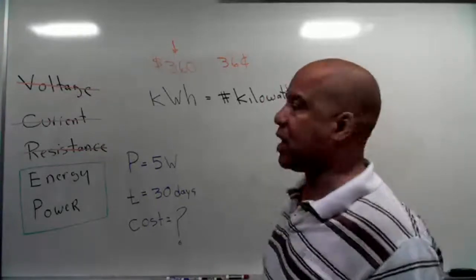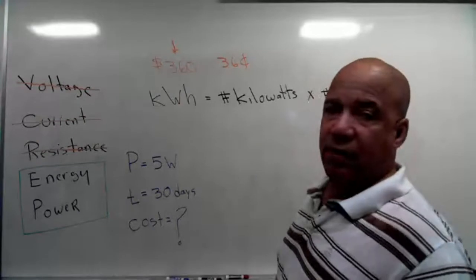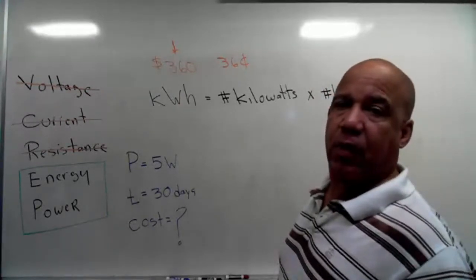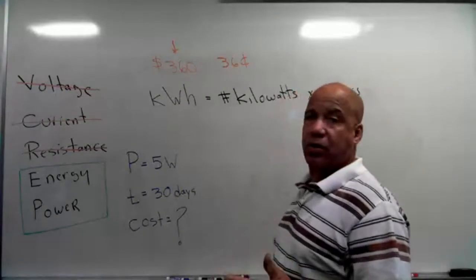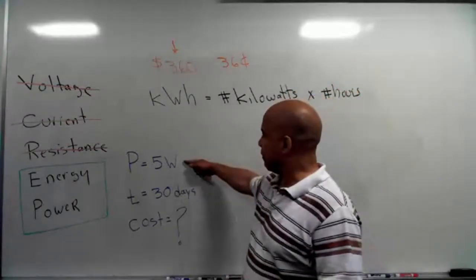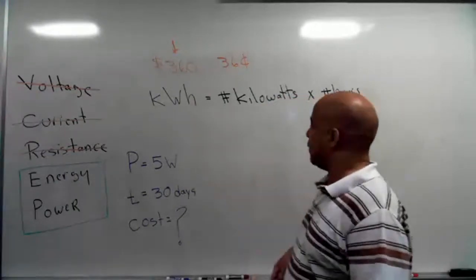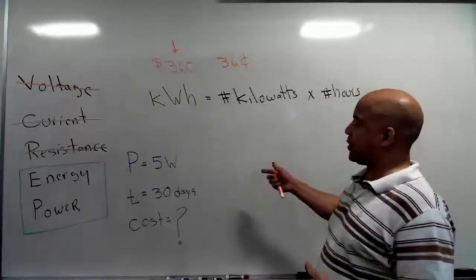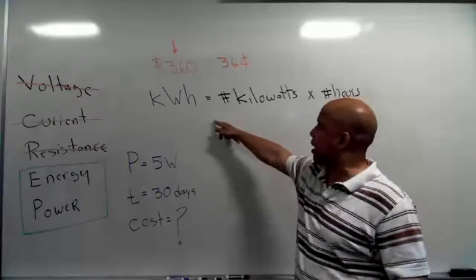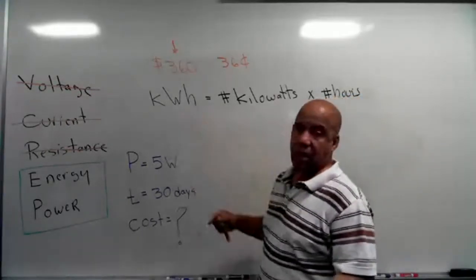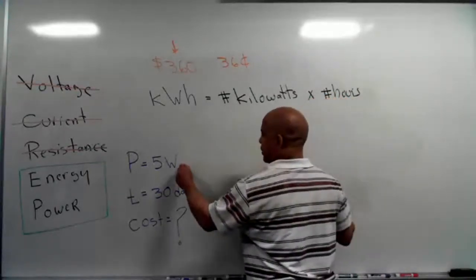So here's the steps to solving a problem like this. Calculate the cost of energy. The first thing you want to do is convert all your watts to kilowatts and all your times to hours. So I got to convert 5 watts to kilowatts. I got to convert days to hours. You get the product of kilowatts and hours, and that'll give you the number of kilowatt hours. And then you multiply that by the cost of energy. So step 1, convert this to kilowatts.